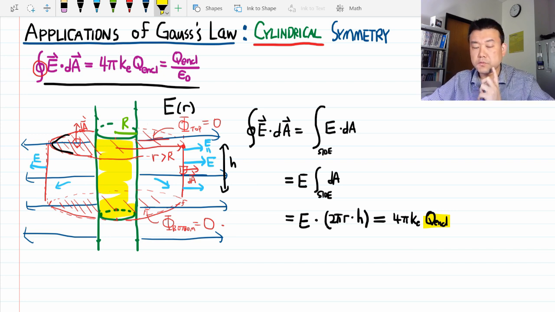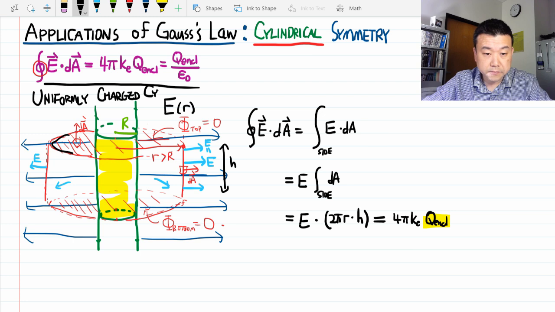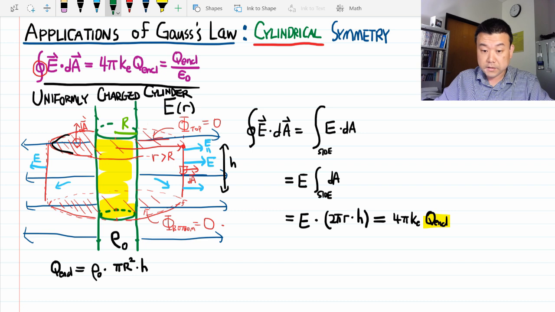So here we would need some kind of a density. We could do the same thing we did with the uniformly charged sphere. We can say for the uniformly charged cylinder that it has a uniform charge density rho 0. Then I think I can express the amount of charge enclosed in terms of this density and the volume, which should be the area of the cross section, pi r squared, times, this is where this parameter came in useful, height. Alright, let's look at what we get.